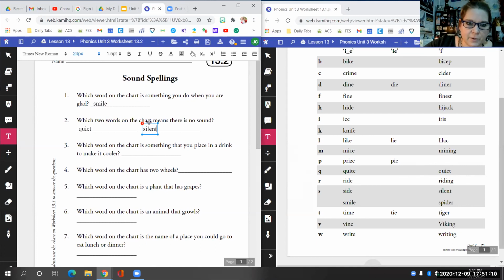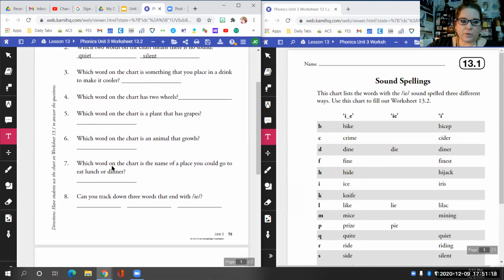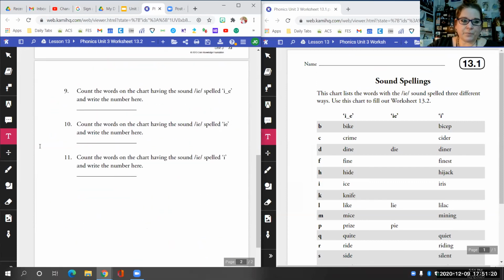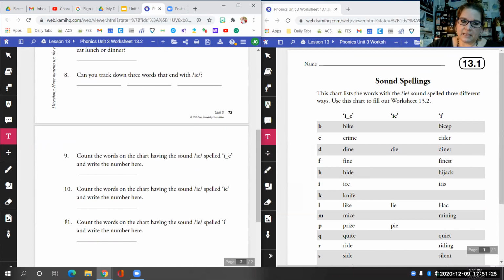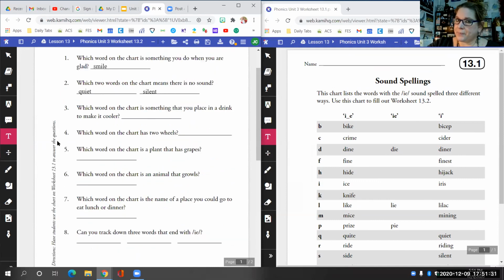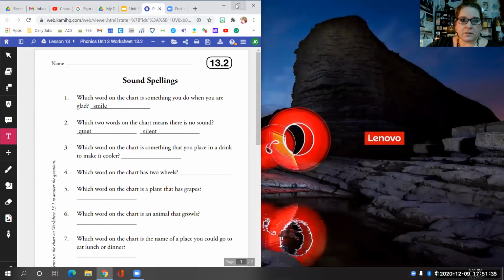All right, so I know that you guys know how to do this because we did it together the other day. So you're going to use 13.1 to answer the questions on 13.2. And there are 8 questions, and then 9, 10, and 11, you're going to count the number of words in each column and write the number on the line. Okay? So that's all for that one. That one's easy peasy lemon squeezy.